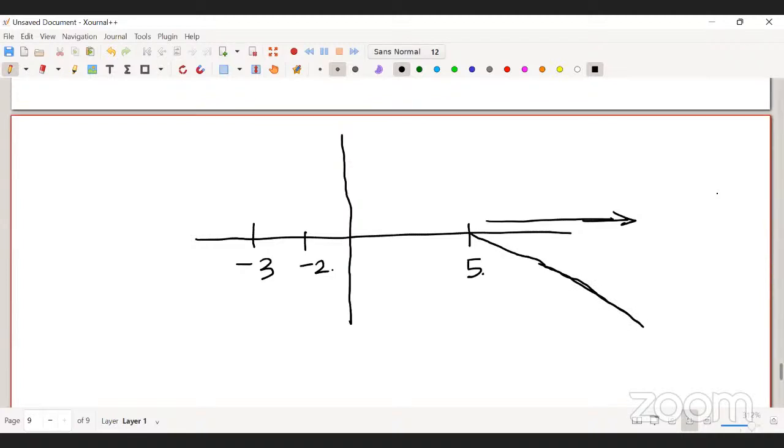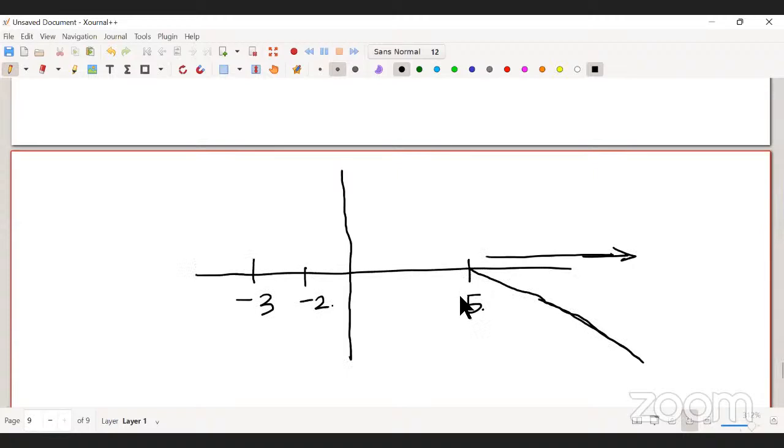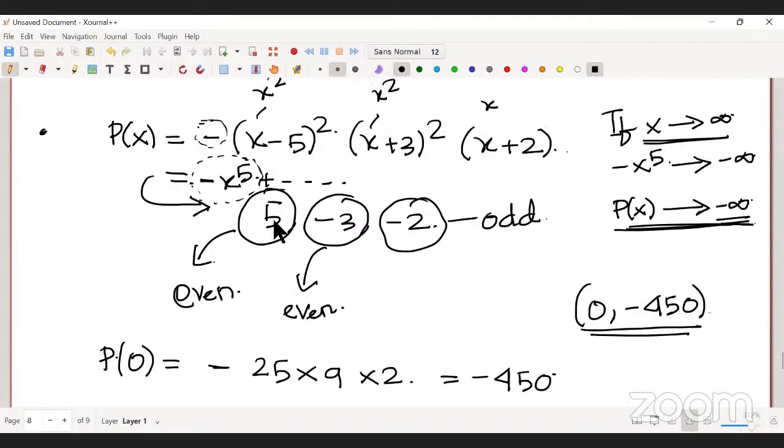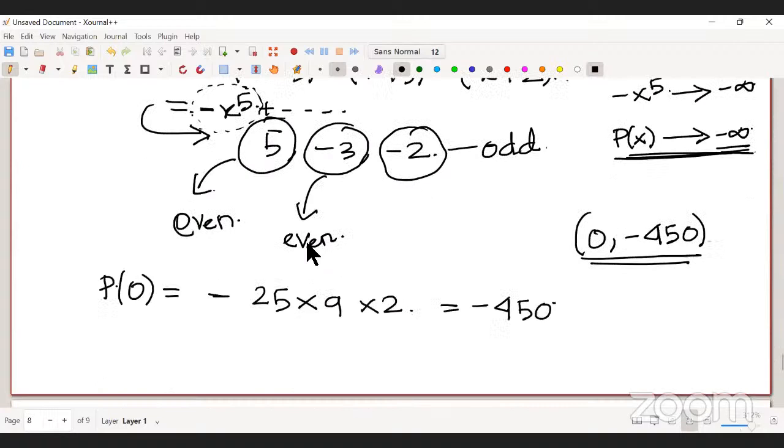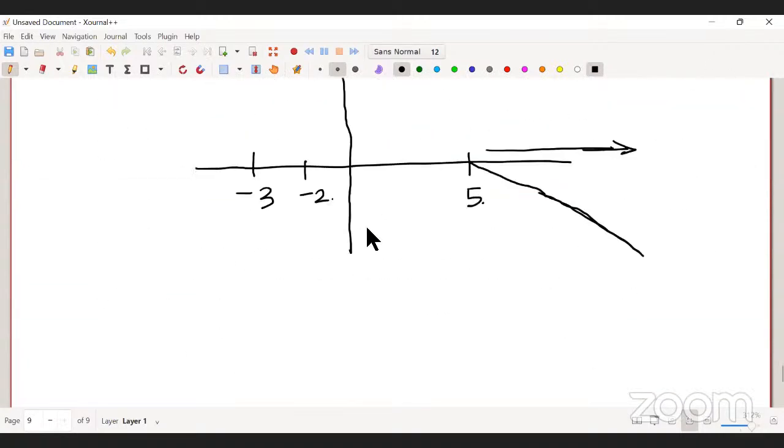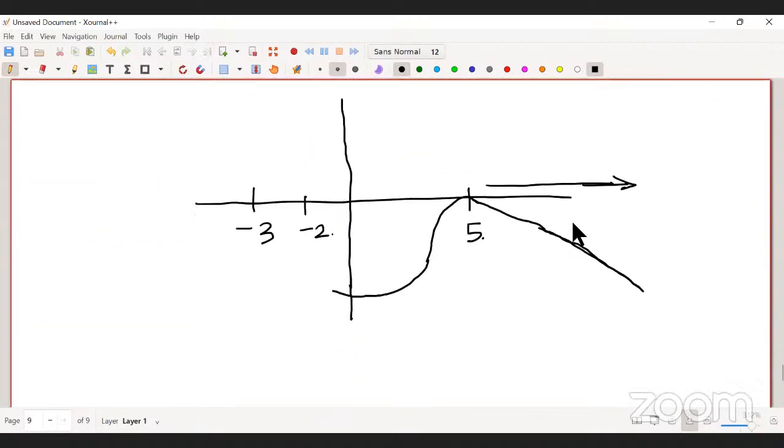Now we don't know whether it will cross the x-axis or whether it will bounce back. For that, we need to check the multiplicity of 5. What is the multiplicity of 5? It's 2, right? It's even. So that means it will bounce back, and again it will cross the y-axis at this point, 0 comma 50, because we have already computed the y-intercept.